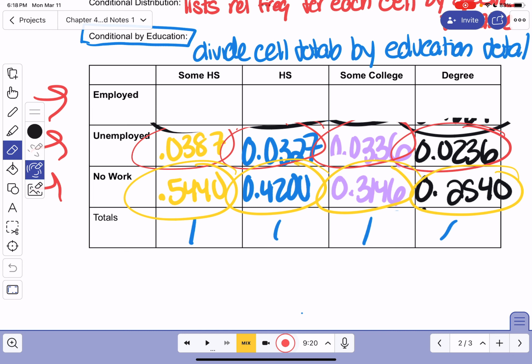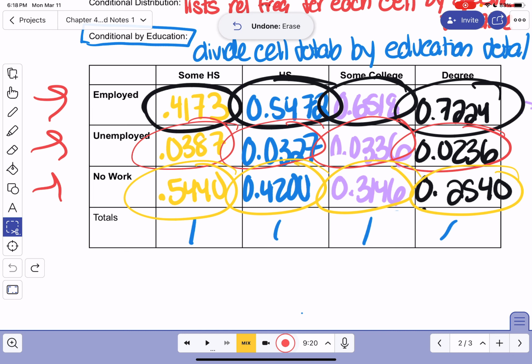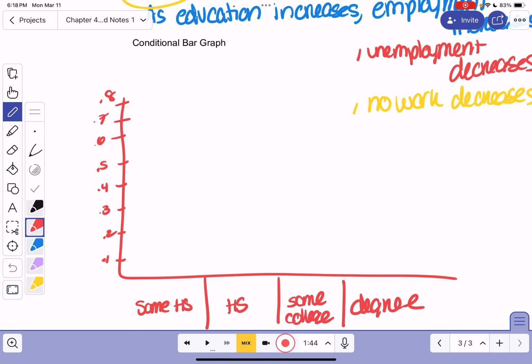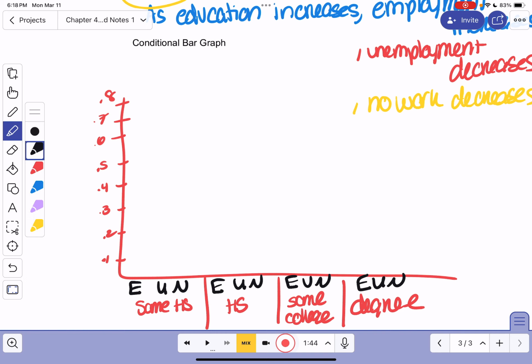Then, oh, that's not what I wanted to do. Then down the side, we have employed, unemployed, and no work. So, let's see. Employed, unemployed, never worked. And then we would just do 3 bars in each of those sections.